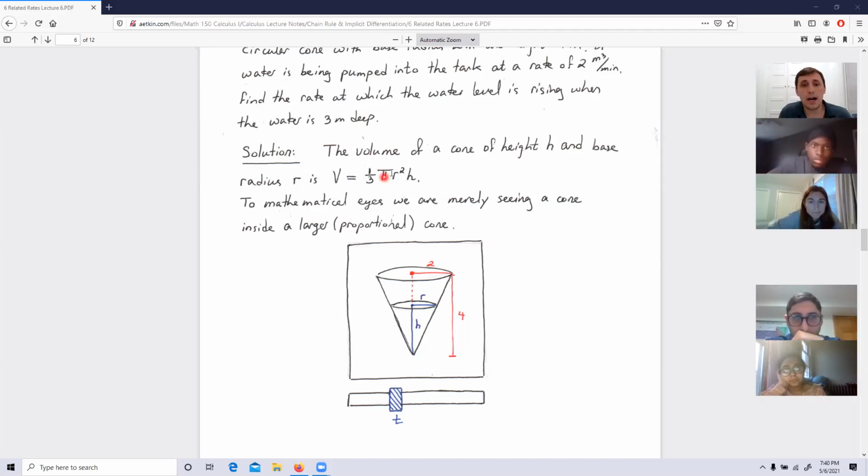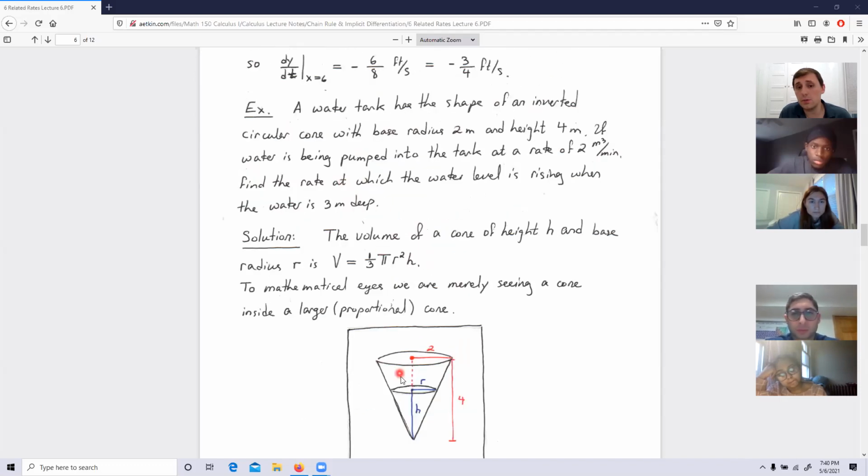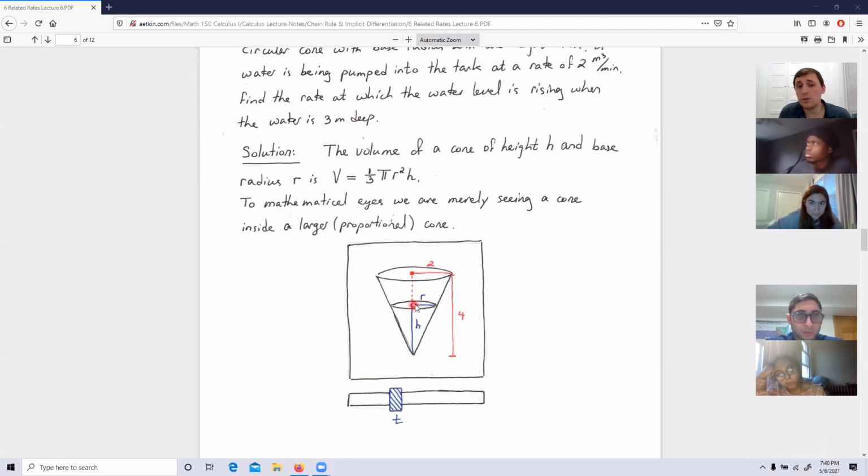Now, guys, I have r. r is a function of time. This is r. And the depth h is a function of time. But I do not want r. I don't need anything about r. I just want, I know how fast the volume is changing. That is 2 cubic meters per minute. I do not want to figure out how much the radius is changing. So what do I do, guys?